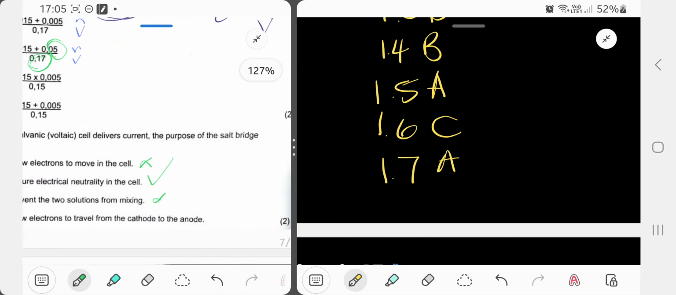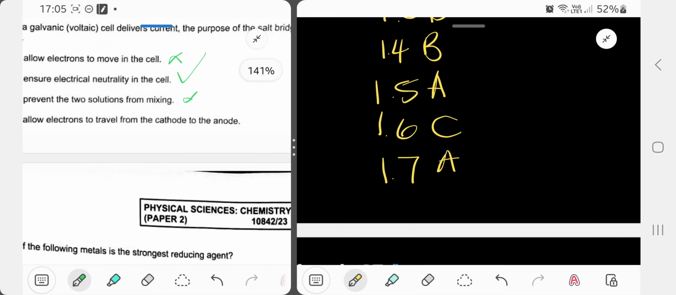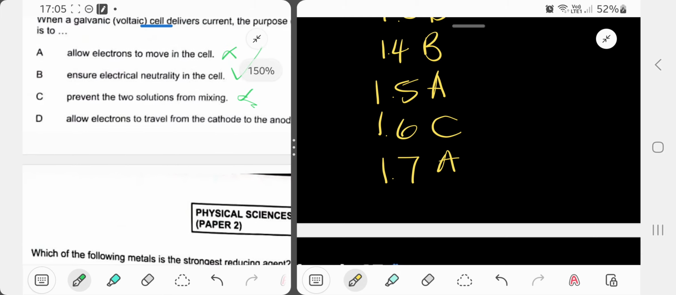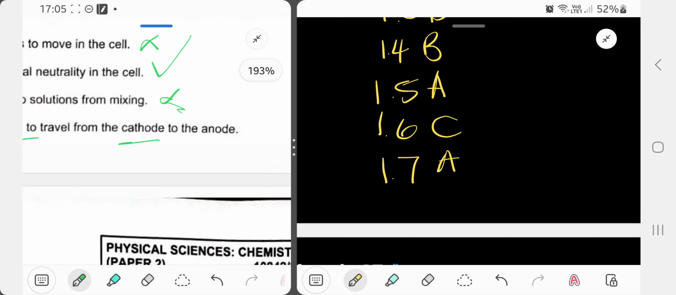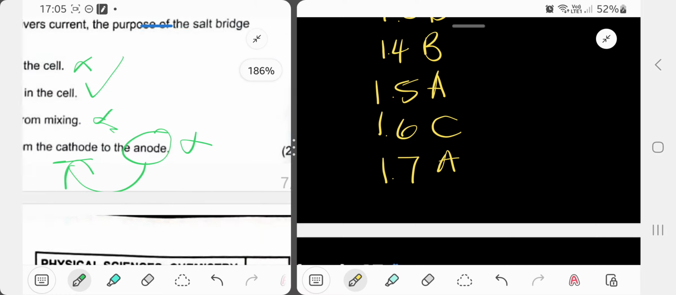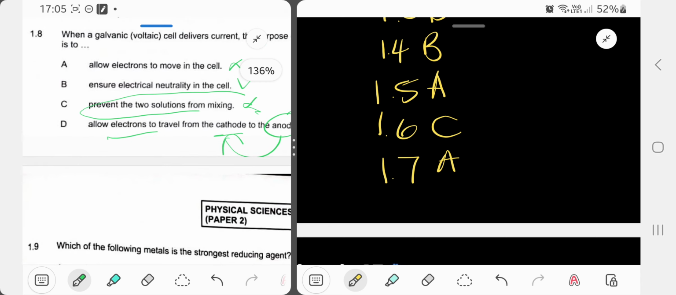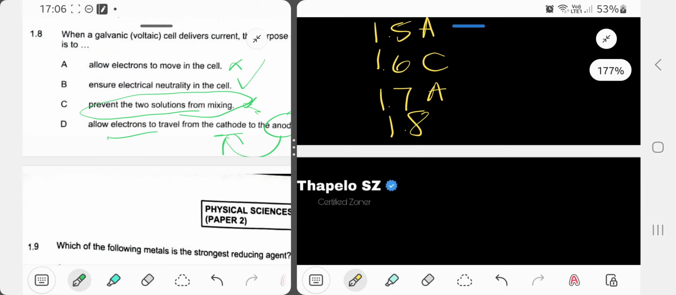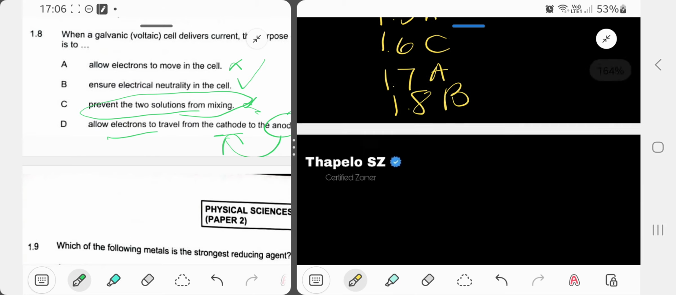Not quite. Okay. And then it says allows electrons. It doesn't allow electrons to flow. It allows ions, okay, to flow, right? And also electrons don't flow from cathode to anode. Electrons always flow from the anode to the cathode. So yeah, this one is the statement. Okay, so it prevents the two solutions from mixing. It could be, but I think the one that is most correct is this one: ensures electrical neutrality. Okay, so let's say 1.8. Let's go with B.